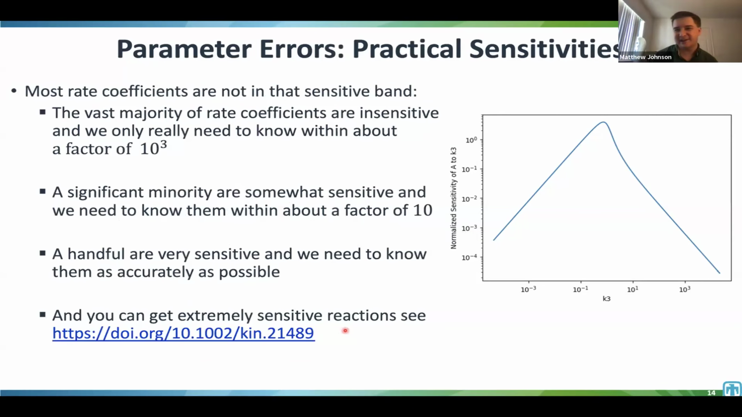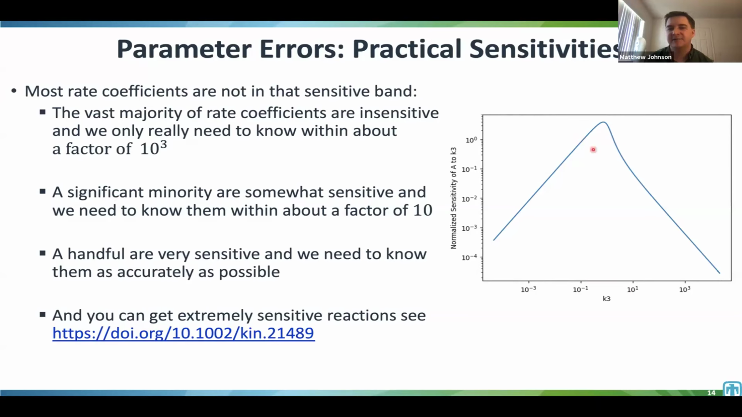Now, since we've established that most of these rate coefficients are only sensitive in a small band, most rate coefficients, as you can imagine, are not in that sensitive band. The vast majority of rate coefficients are insensitive, and we only really need to know them within about 3 orders of magnitude because they're pretty far down here. There's a significant minority that are going to be somewhat sensitive. They're going to be close up here to this peak.